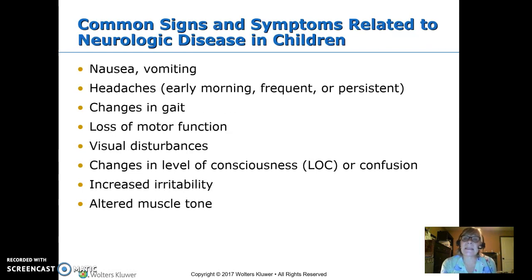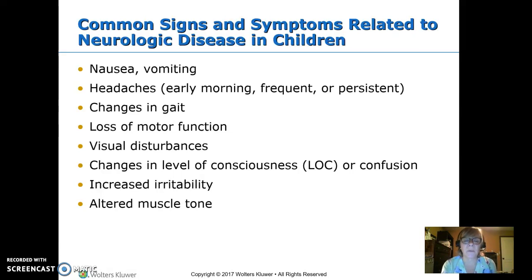So some of the signs and symptoms that go along with a neurologic disease, similar to what you're used to, things that cause increased intracranial pressure cause nausea, vomiting, and headaches. The pressure on the different parts of the brain cause changes in gait, loss of motor function, visual disturbances, level of consciousness or confusion. And I should have underlined that. That is our first and best assessment piece, that there's a problem, a neurologic problem.